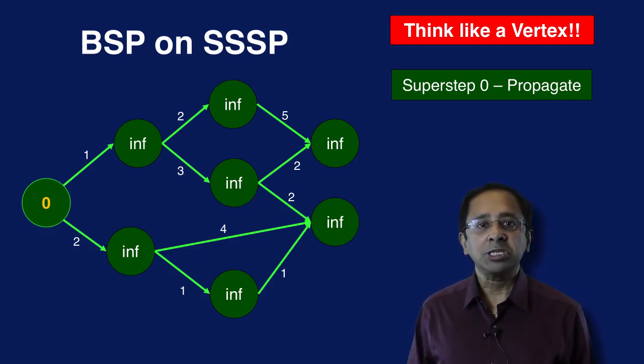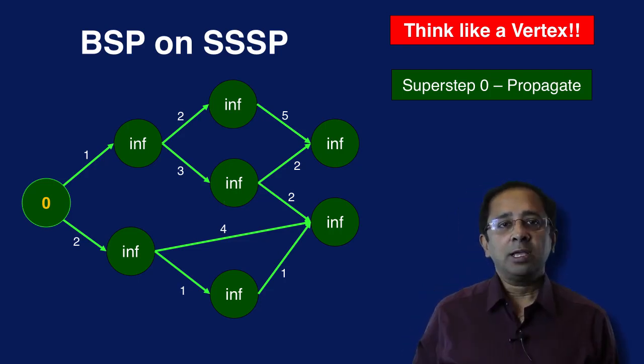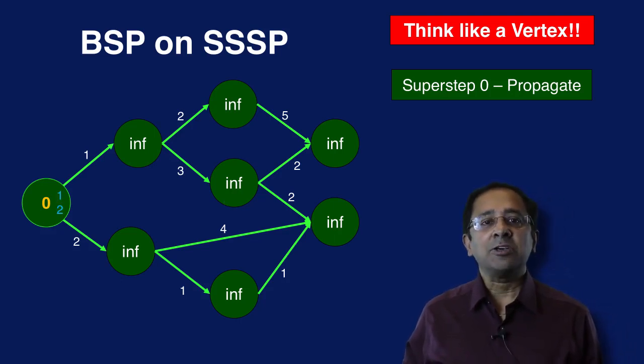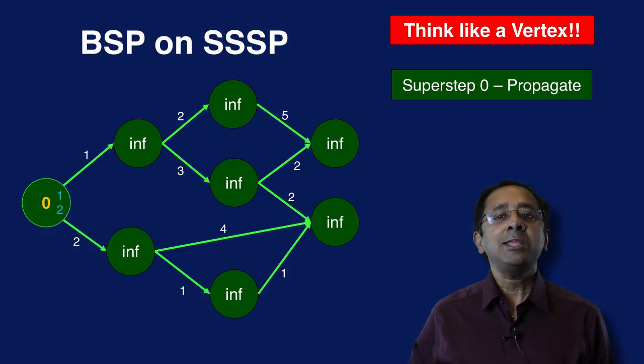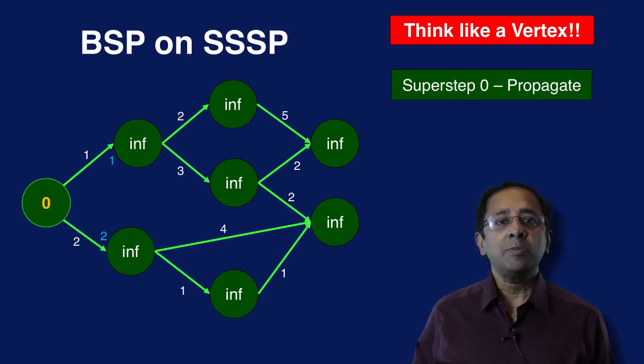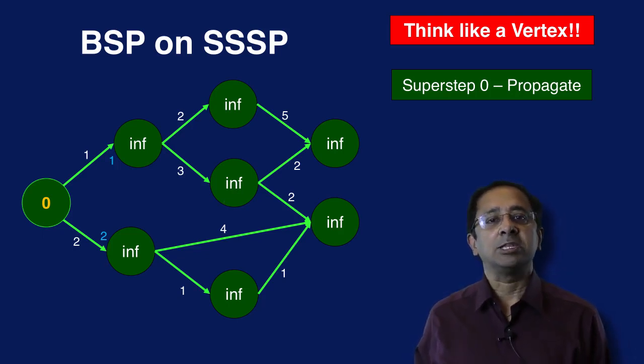The propagation process works like this. A vertex gets its own value, which for the source vertex is 0. It gets its edges. For each edge, it gets the value of the edge, adds it to its own value, and sends the result to the endpoints of the edge. The blue numbers indicate that the messages are sent.